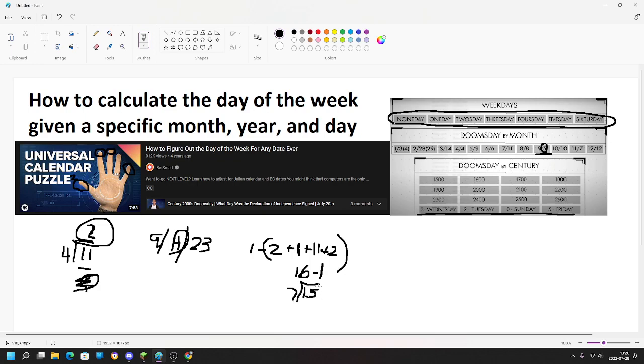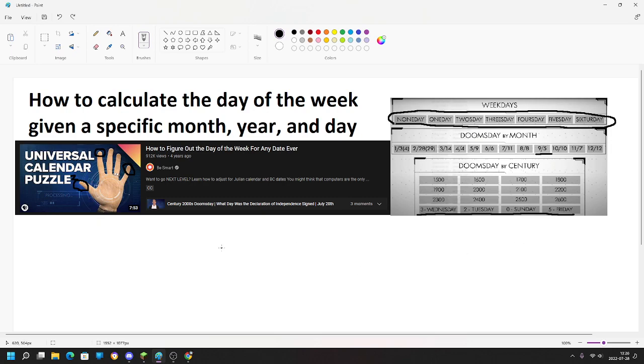7 goes into 15 2 times, with 1 left over. Now, since it's Monday, because it's one day, and that is your final answer.